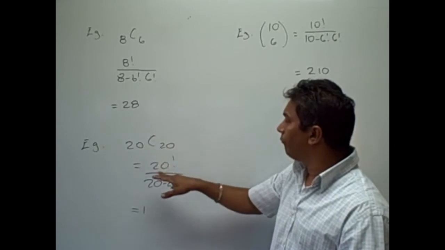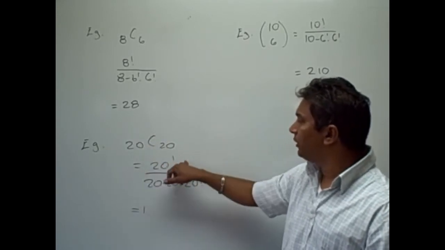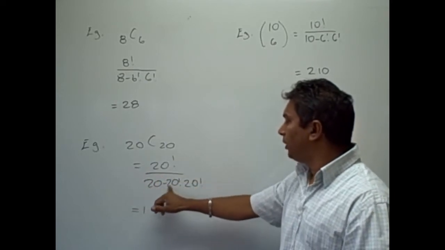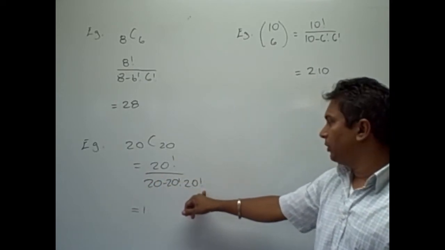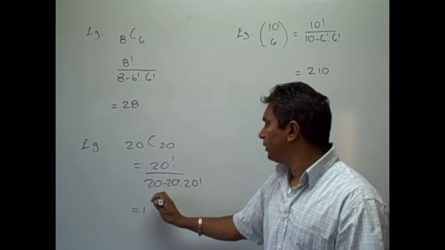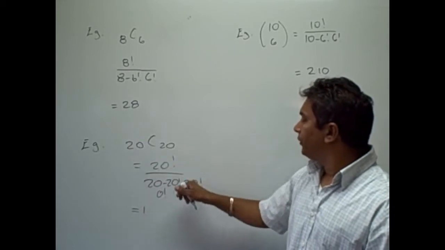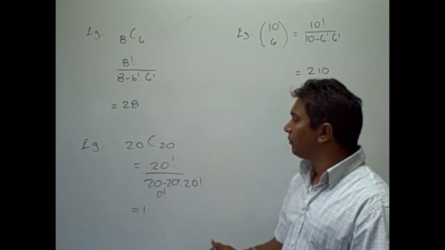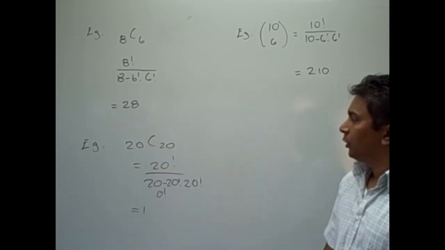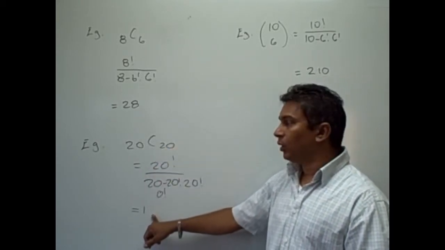Here, this is saying the coefficient of the 21st term is 1, since this is 20 factorial over 20 minus 20 factorial times 20 factorial. If you remember in our previous section, 20 minus 20 is 0, and we said 0 factorial is the same as 1, so 20 factorial over 20 factorial is also 1. So all this simplifies to give us 1. So the coefficient of the 21st term would be 1.